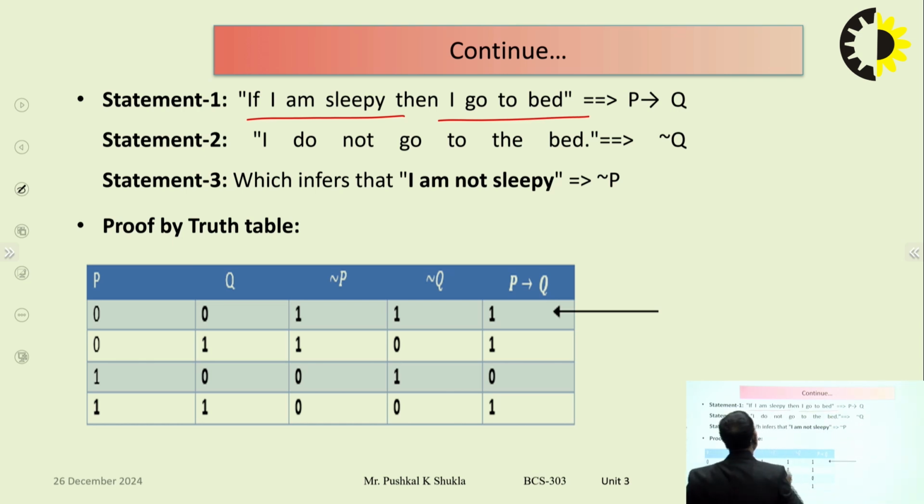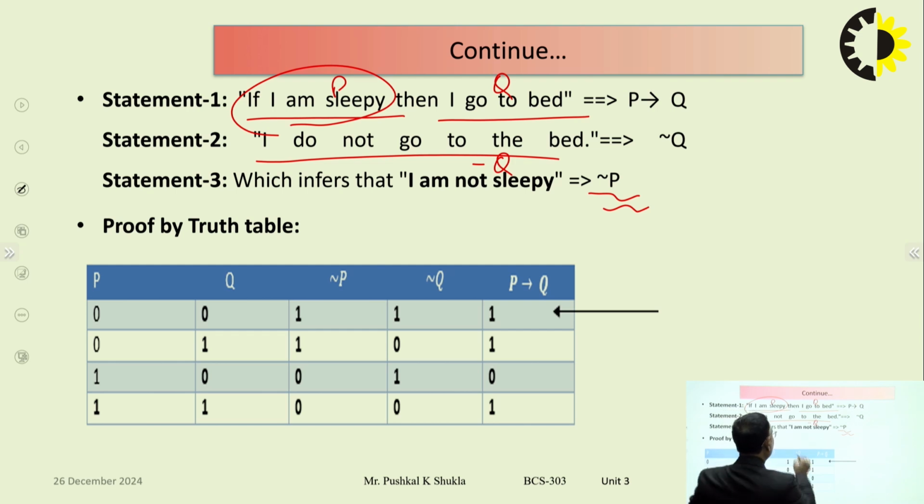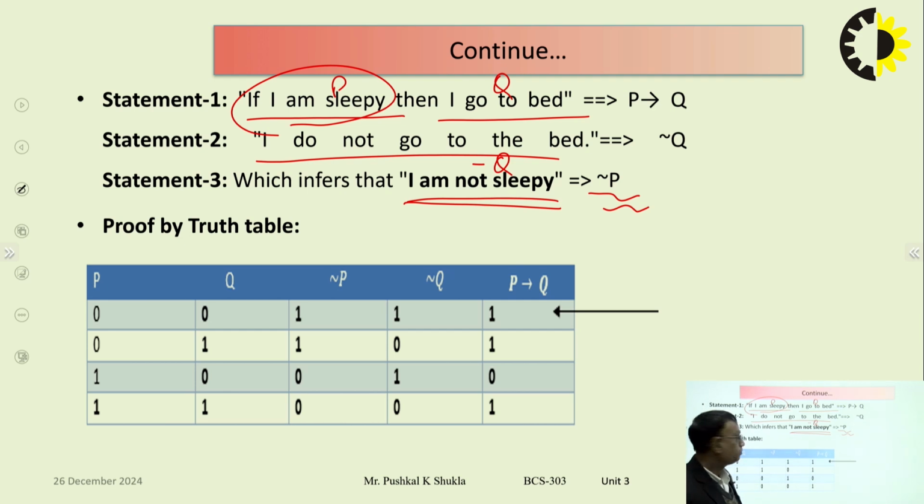This is P imply Q, where this is P and this is Q. So, if I am sleepy, then I go to bed: P imply Q. And I do not go to bed, this is negation Q. From these two propositions, we will infer negation P, which is: I am not sleepy. So, we will infer from these two propositions that I am not sleepy. This is the modus tollens rule.